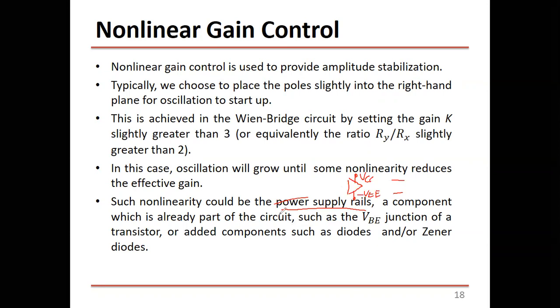Or you can use a component in the circuit such as a transistor, a nonlinear component, and use the VBE of the transistor. VBE, we know it's 0.7. So the output will be limited between 0.7 and 0. Or you can add another component such as diodes. We'll see this now. Or Zener diodes to clip the output at a certain level.